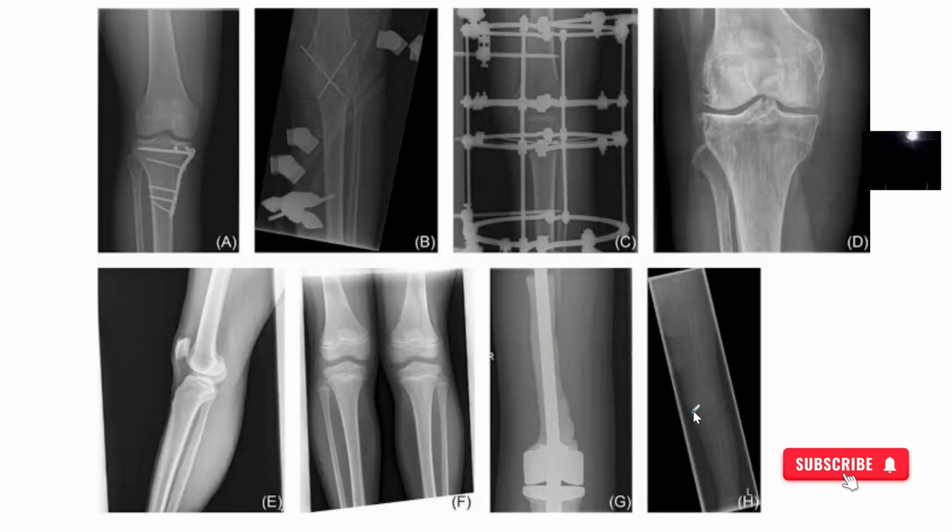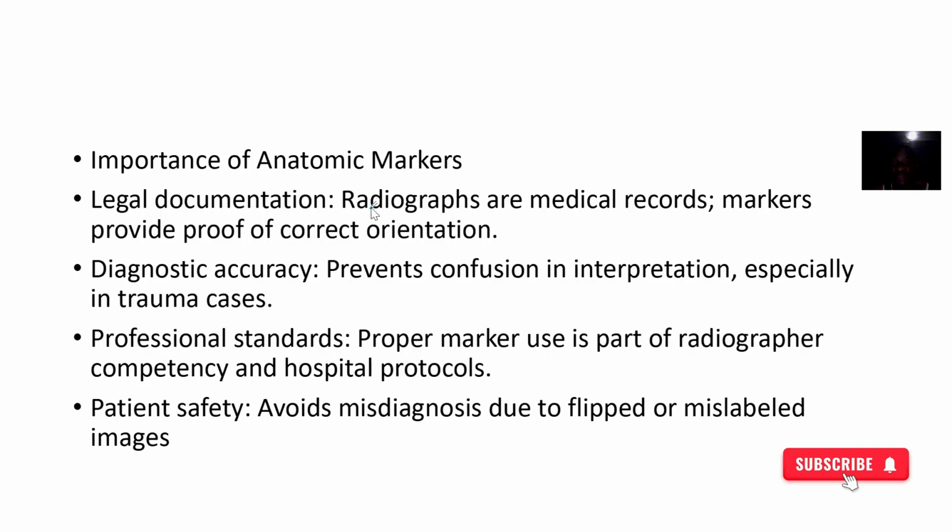So what is the importance of anatomic markers? They are very important because they help in documentation. They make the documentation much more solid. It helps you to diagnose properly, and it's a professional standard, part of a radiographer's work. This is what differentiates a radiographer from other people in society. A radiographer is able to hold an imaging and interpret it rightly. Also, patient safety.